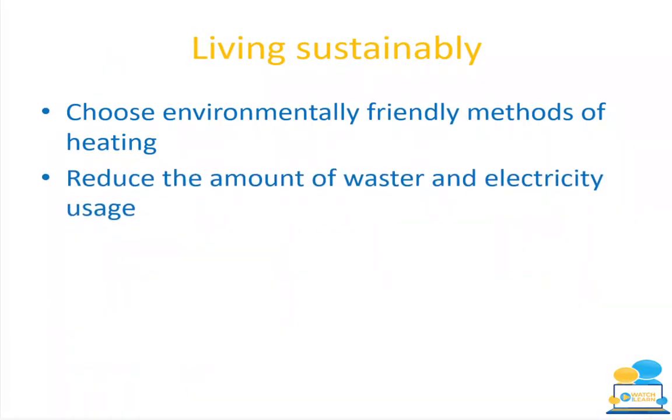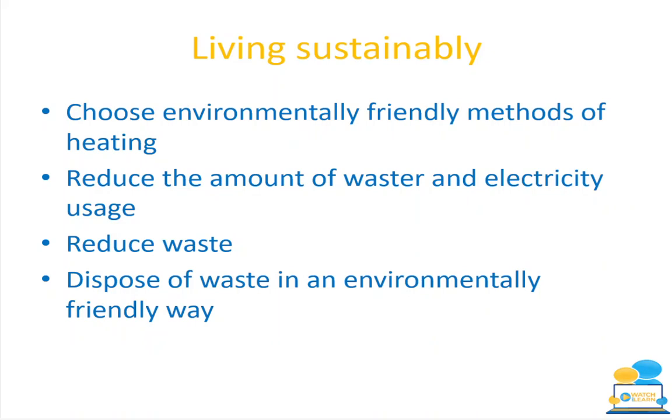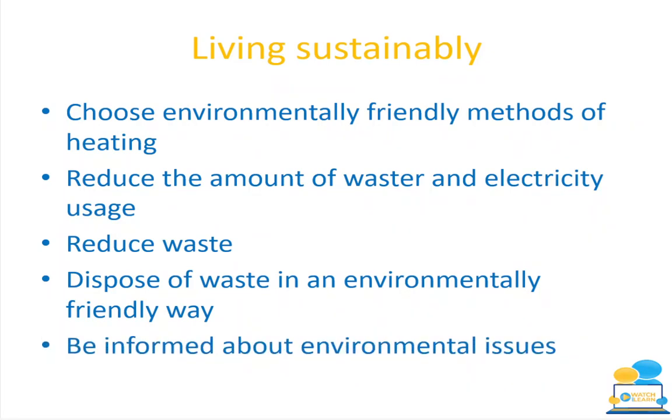Next up, we're going to look at living sustainably. So what this means is to choose an environmentally friendly method of heating. We are trying to reduce the amount of water and electricity usage. We're trying to reduce our overall waste, and we want to dispose of waste in an environmentally friendly way. You need to be informed about these environmental issues so that you can actually live sustainably. So you need to understand it so that you can apply it to your own daily lives, and then therefore help your family in becoming more sustainable.